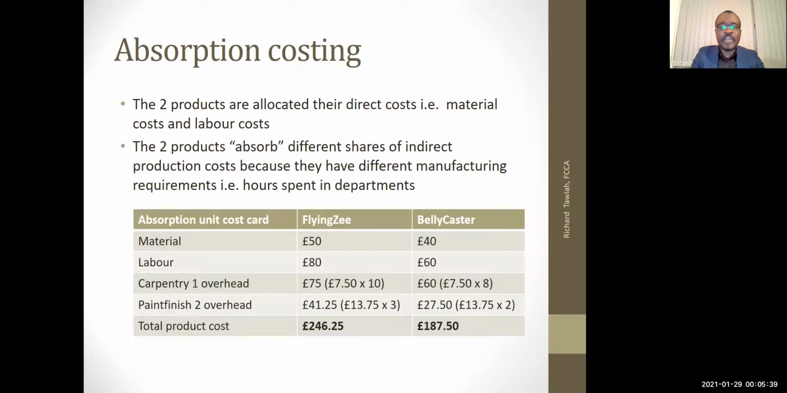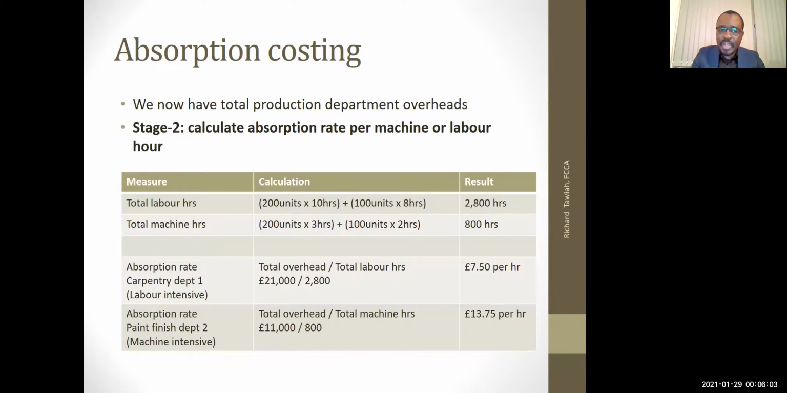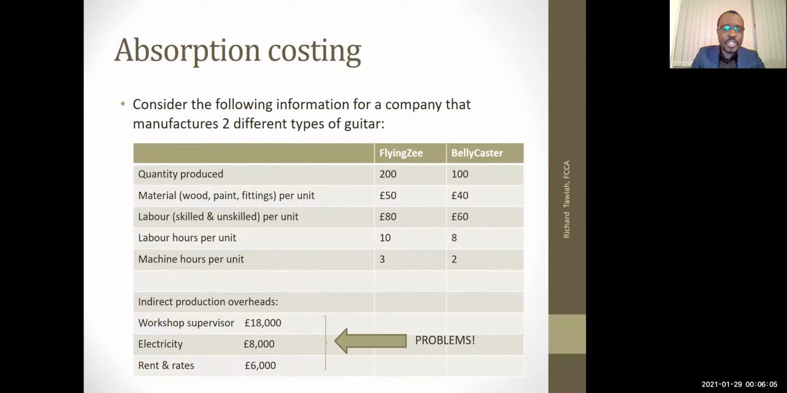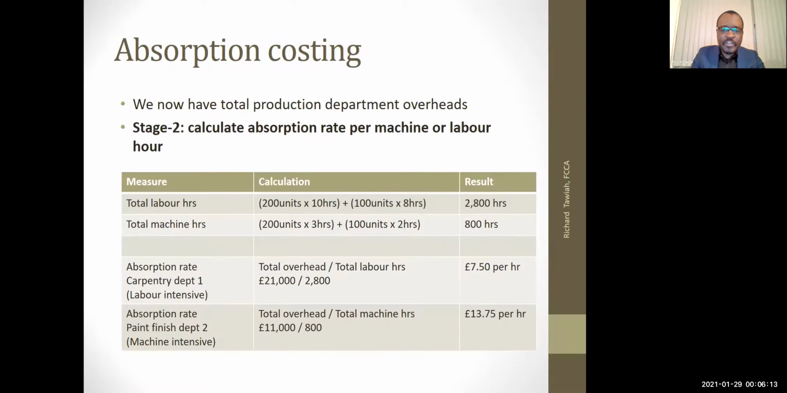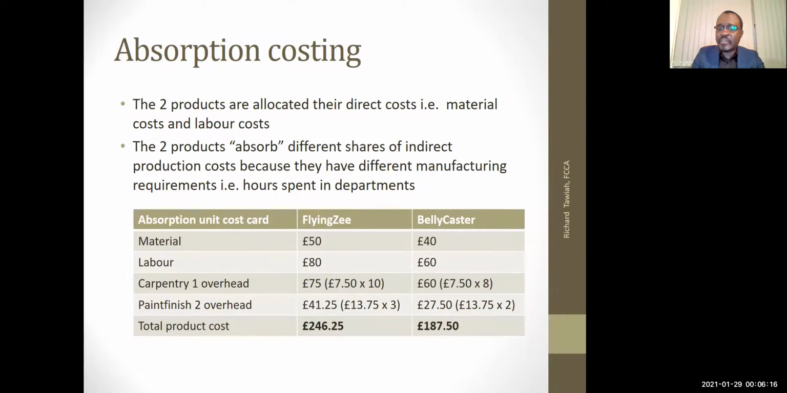Now, let's plug in and find the total unit cost of an item. Very easy to plug in the direct cost, right? The material, the labor, which was already given in the information. What about the overheads? So in the first instance, the carpentry department, the overheads, remember it was 7.5 per what? Per hour, 7.5 per hour. So if you go back to the information which was given, we multiplied by the labor hours we have there, 10. Okay, so 7.5 by the 10 gives us 75 for the Flying Z.